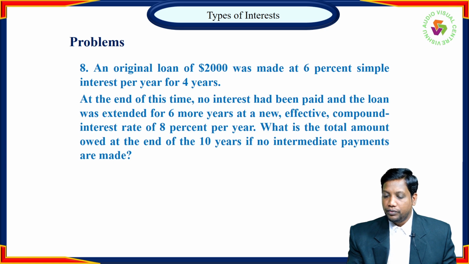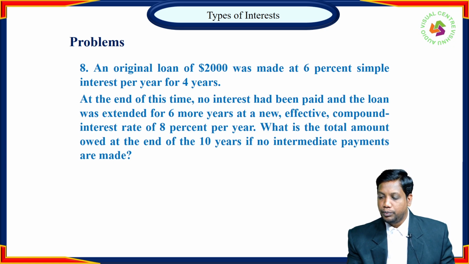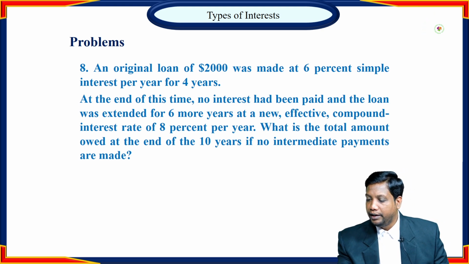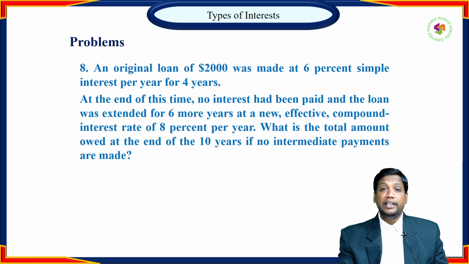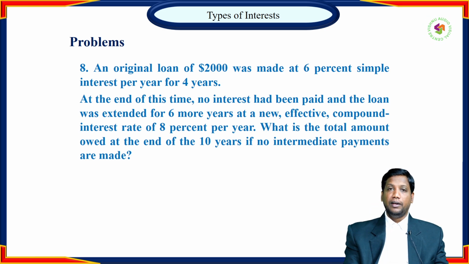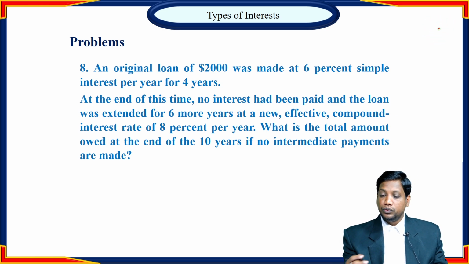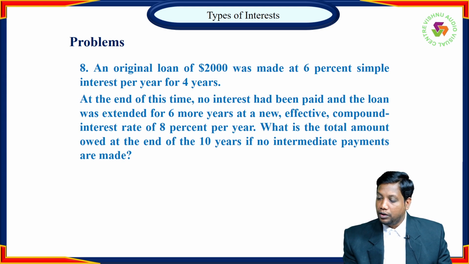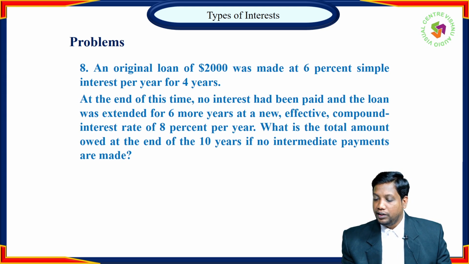An original loan of $2,000 was made at 6% simple interest per year for 4 years. At the end of this time, no interest had been paid and the loan was extended for 6 more years at a new effective compound interest rate of 8% per year. Initially they considered simple interest. After a period of time, they changed it to compound interest. What is the total amount owed at the end of the 10 years if no intermediate payments are made?